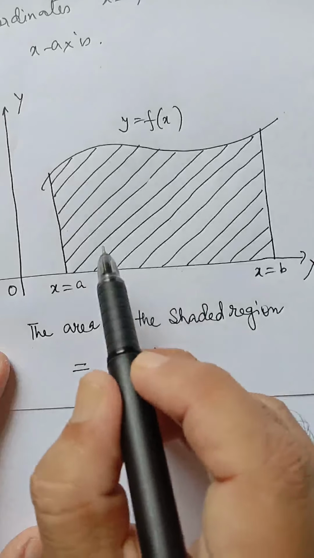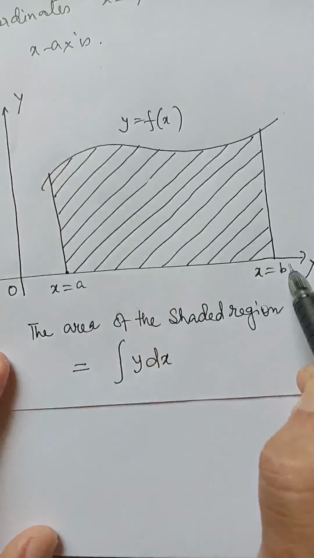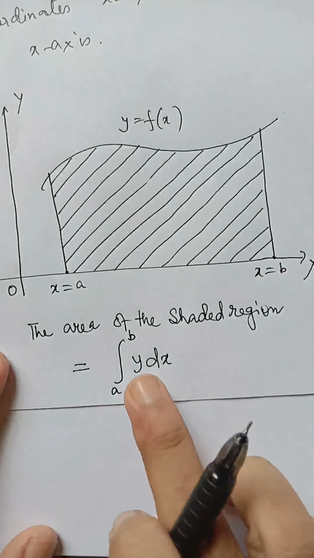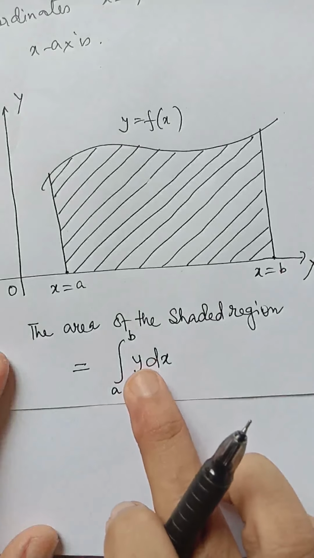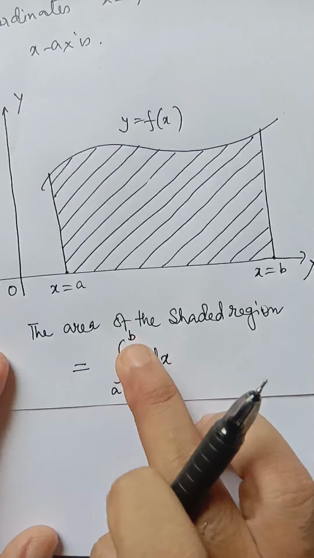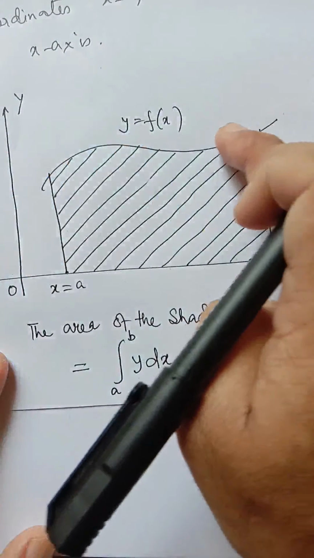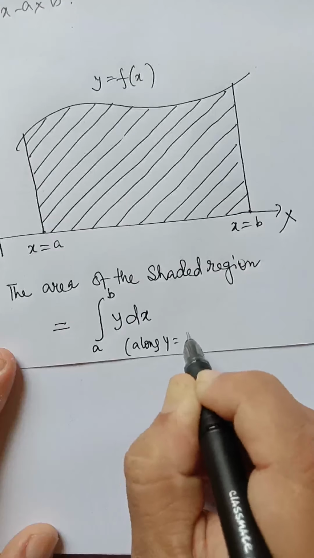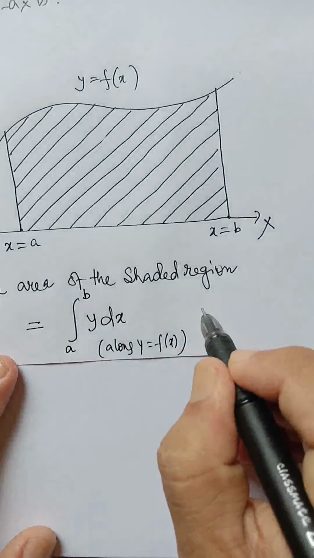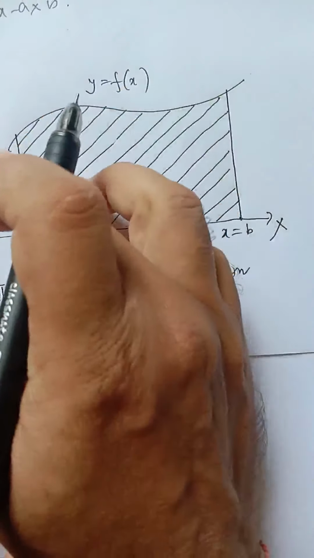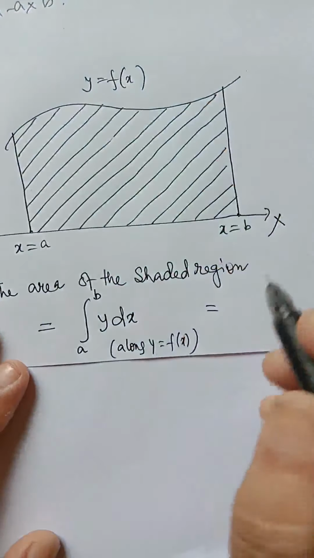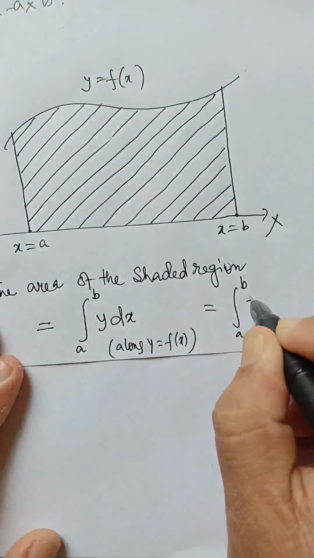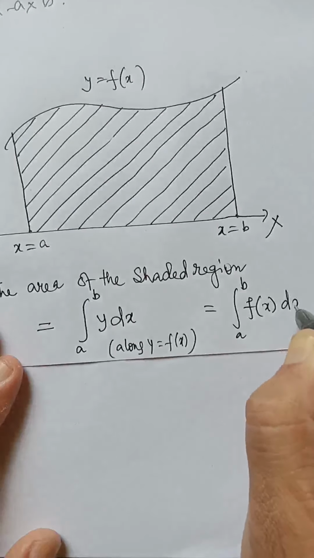On the x-axis, the particular region varies from x equal to a to x equal to b, so I will write a to b. Now we have to write y in terms of x also. How to replace y? We will replace y from the equation of the upper boundary, which is y equal to f(x). So the area of the shaded region becomes integration of a to b f(x) dx.